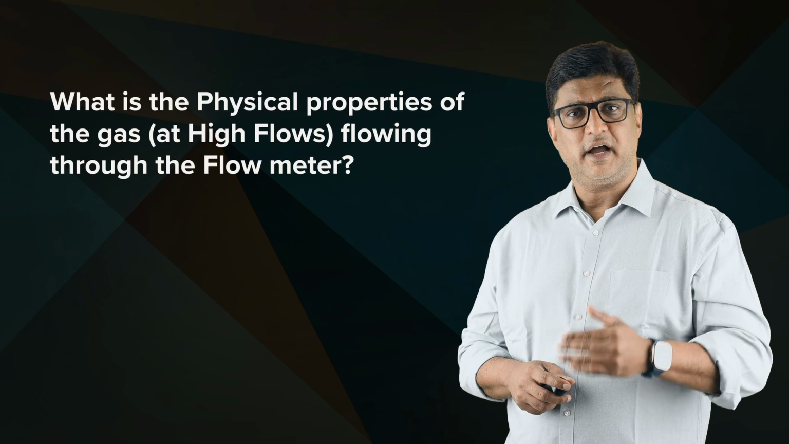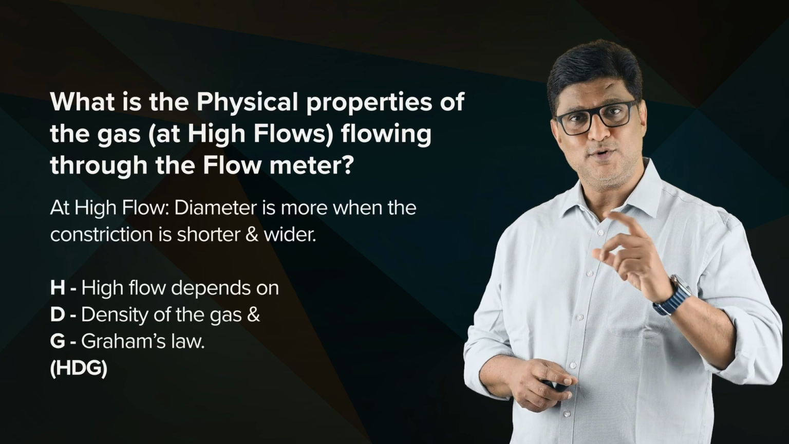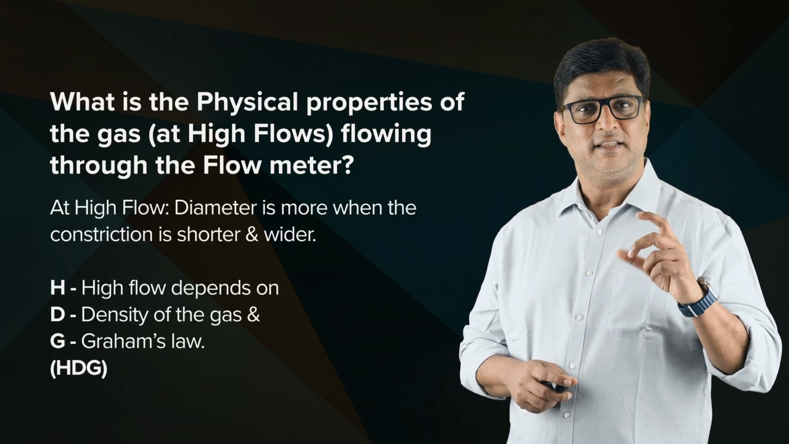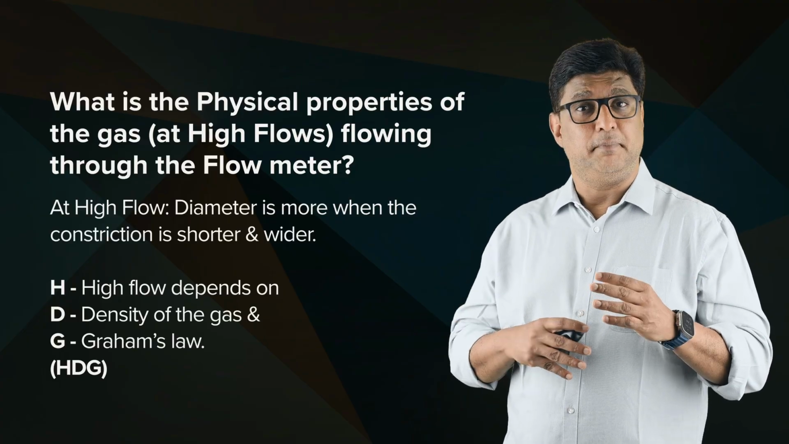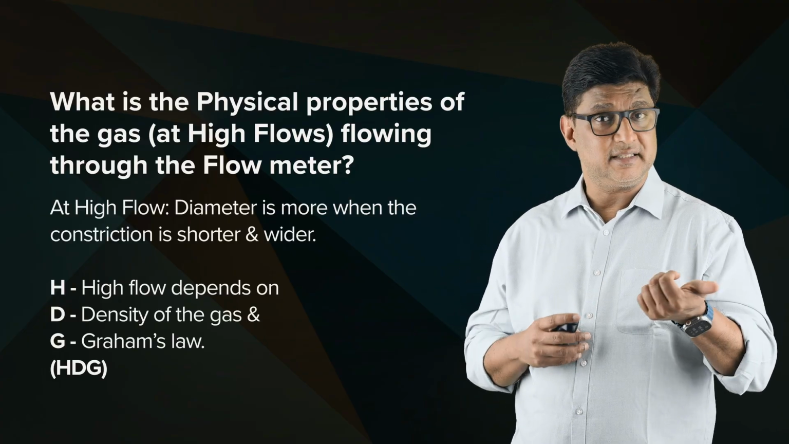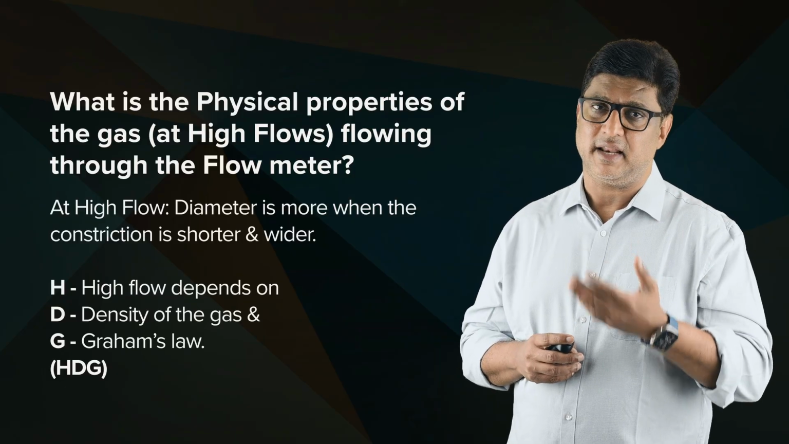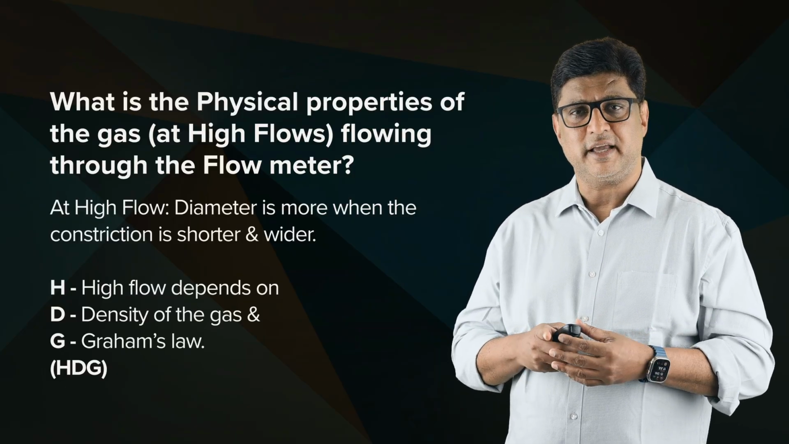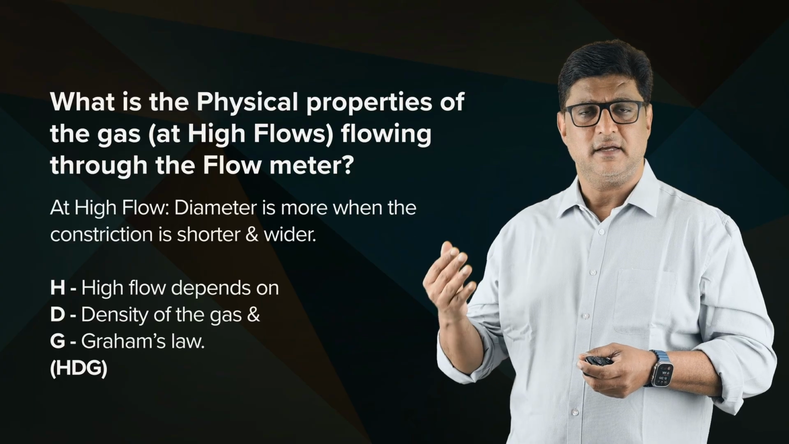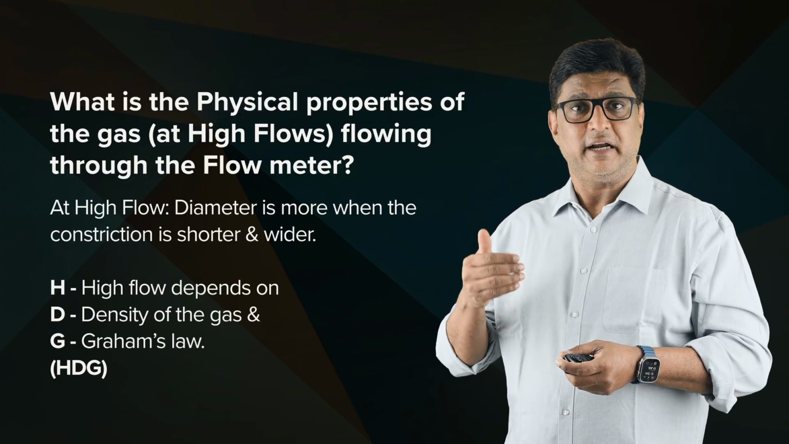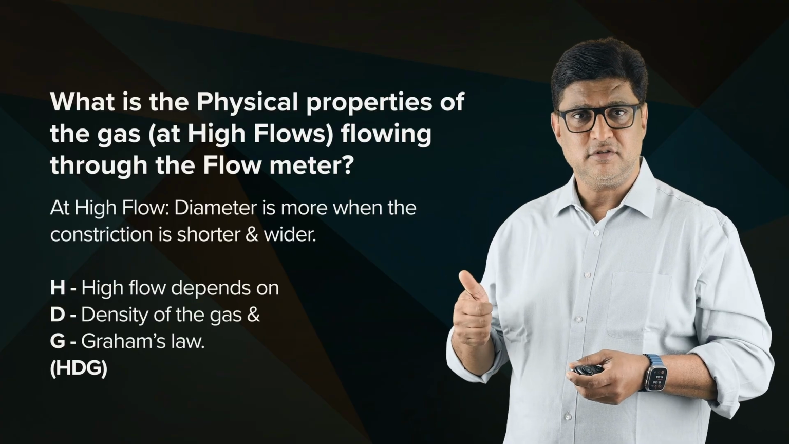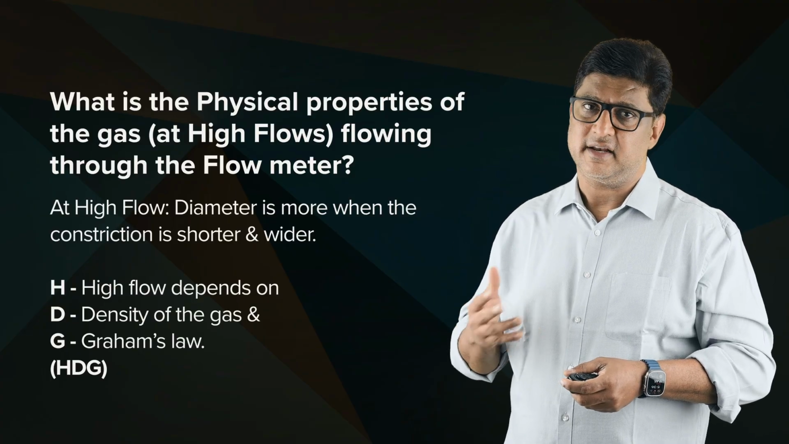Now coming to high flows, the diameter becomes more significant, especially when the constriction is shorter and wider. So at high flows, the gas behavior is determined by the density and it is explained by Graham's law. So how do we remember this? Like how we have LV Prasad for low gas flows, like that we have HDG. H for high flows depends on density and it is Graham's law.